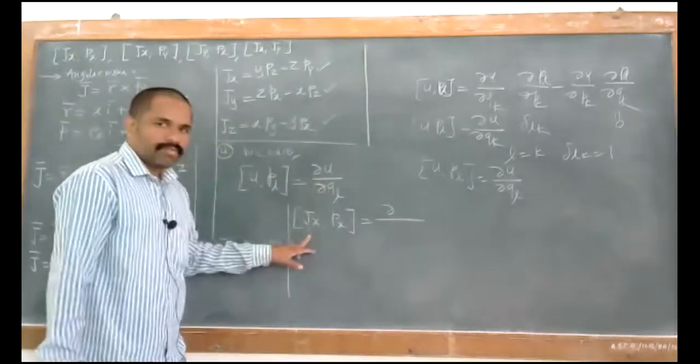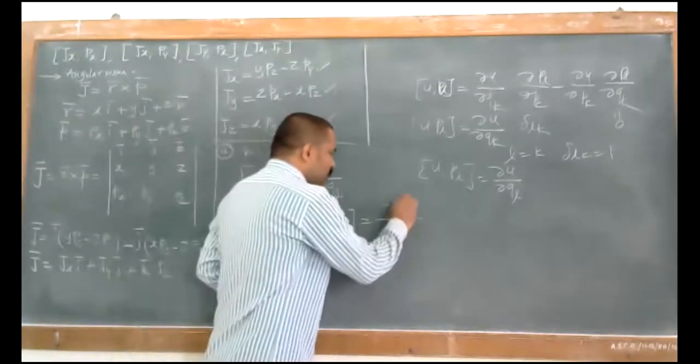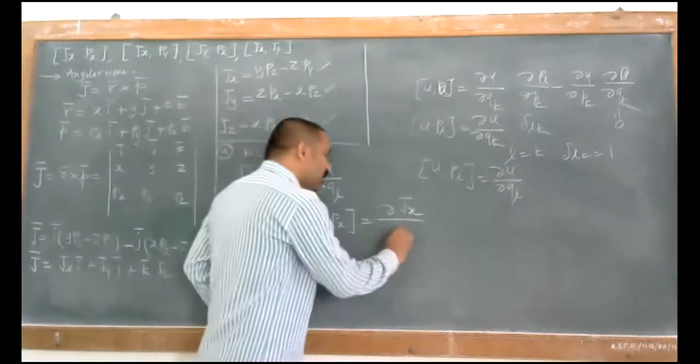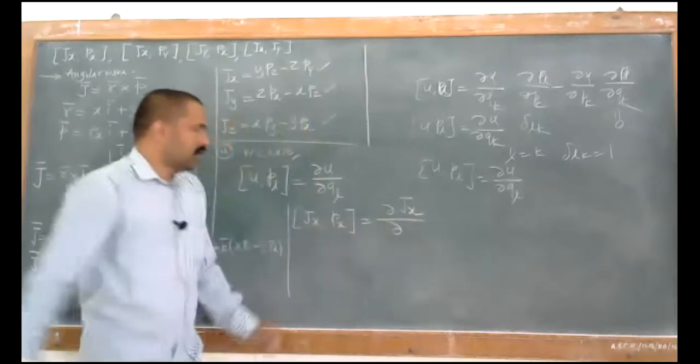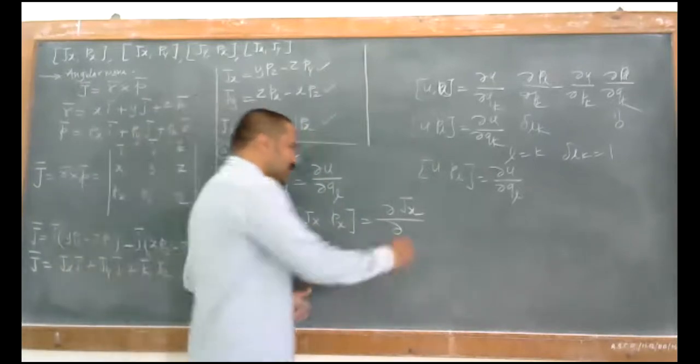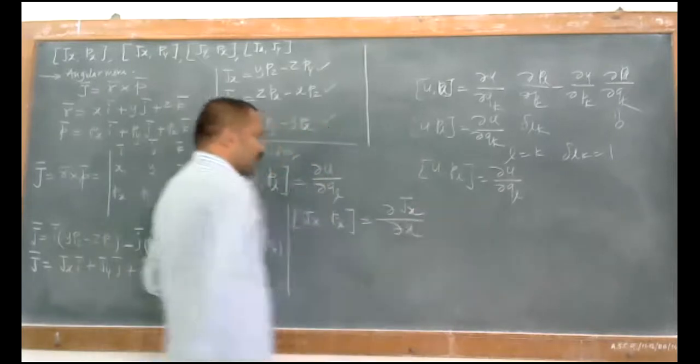u is now changed, that is nothing but jx. So this is gamma jx divided by, now just look at these conditions. In which direction is it moving? It is moving along the x direction. So this coordinate is nothing but x.